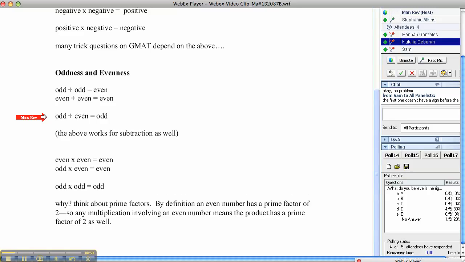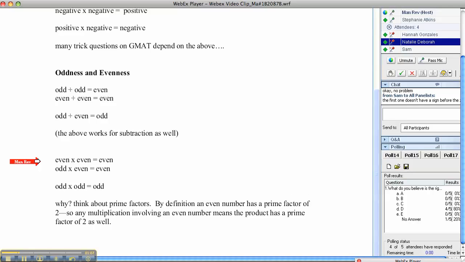So that's one set of rules. The other set of rules that we need to be aware of are about multiplication. Even times even equals even. Odd times even equals even. Only odd times odd is going to give you an odd number.